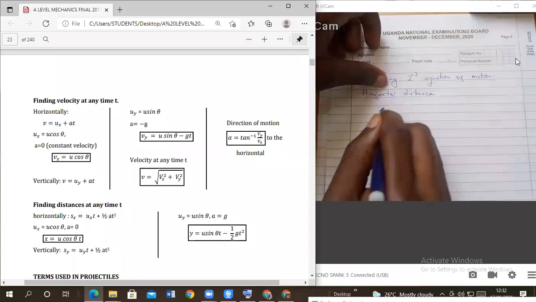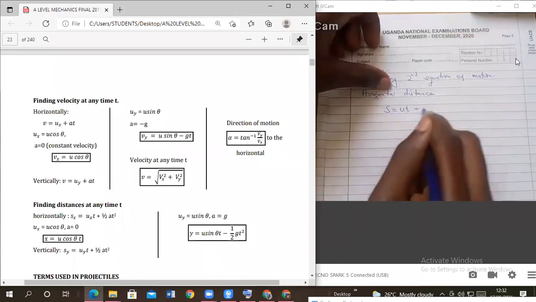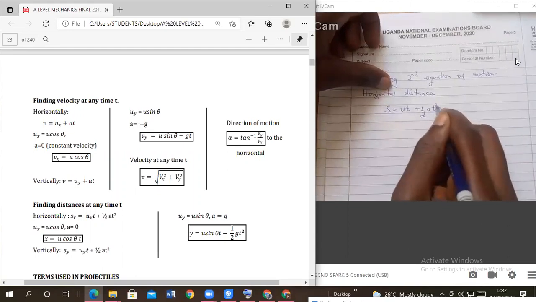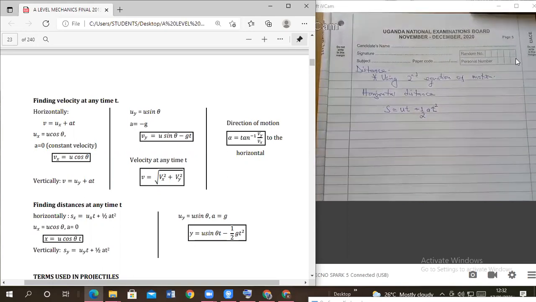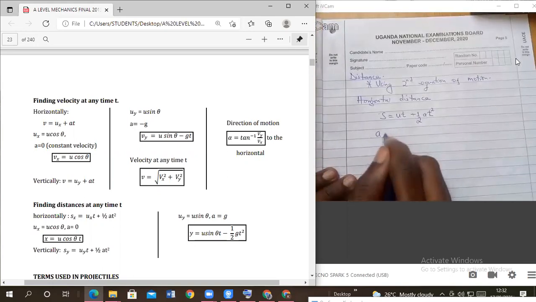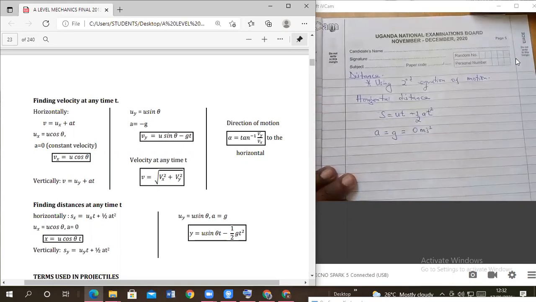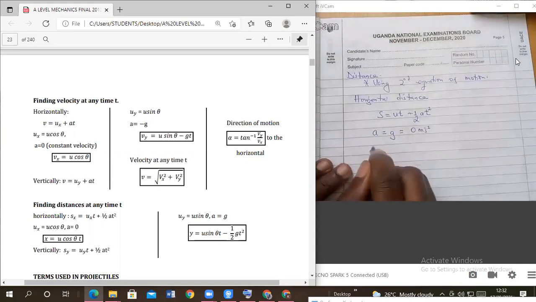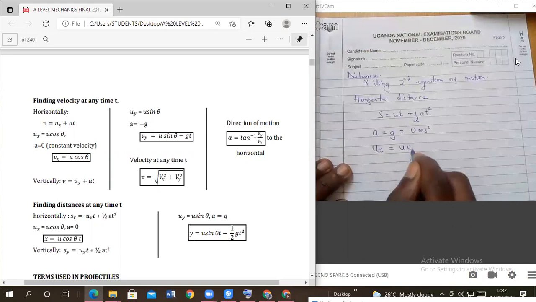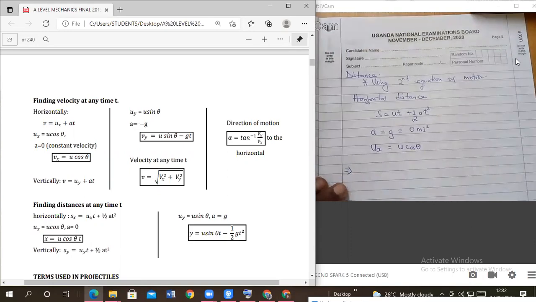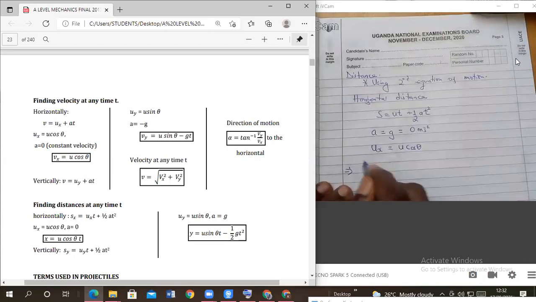S equals UT plus half AT squared. Remember, I said when it is horizontal, A must be equal to 0 meters per second squared. If that is true, our Ux must be equal to U cos theta. So that distance, let's call it X, the distance at any time T.